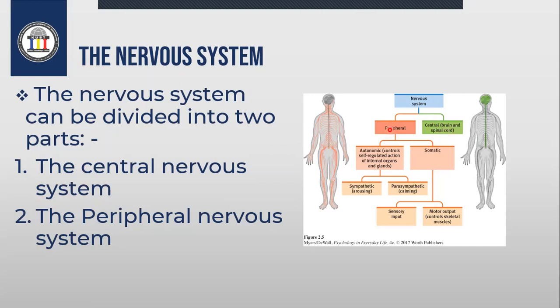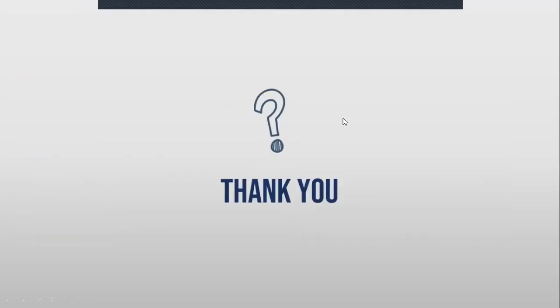So the peripheral nervous system is all the neurons and this stuff that connects the organs with the brain and spinal cord. We name it the peripheral nervous system. And these are the 2 types that we have in terms of the nervous system.